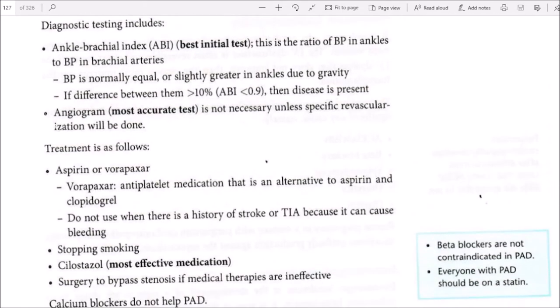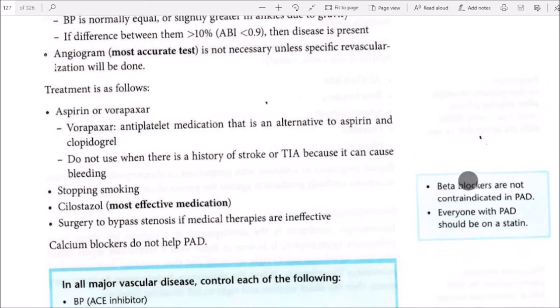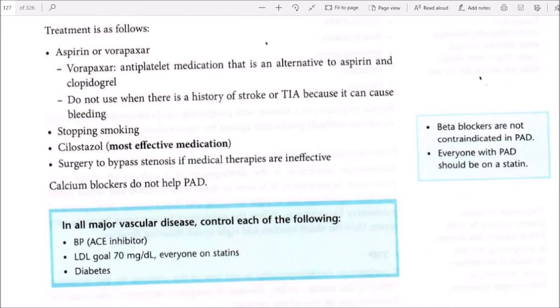Treatment is as follows: aspirin or vorapaxar. Vorapaxar is an antiplatelet medication that is an alternative to aspirin and clopidogrel. Do not use it when there is a history of stroke or transient ischemic attack because it can cause bleeding. Stop smoking. Cilostazol is the most effective medication. Surgery to bypass the stenosis is done if medical therapies are ineffective.